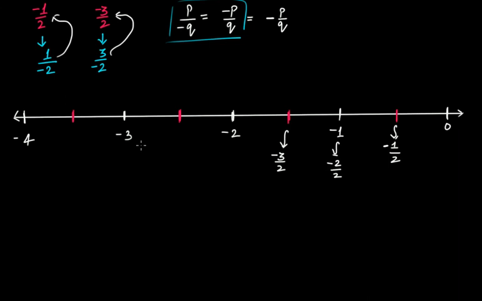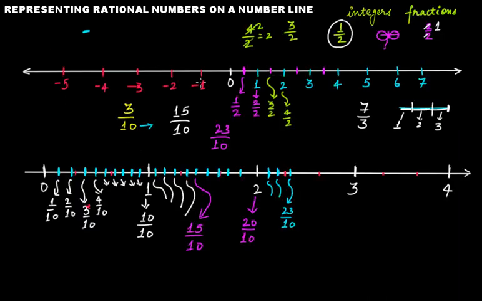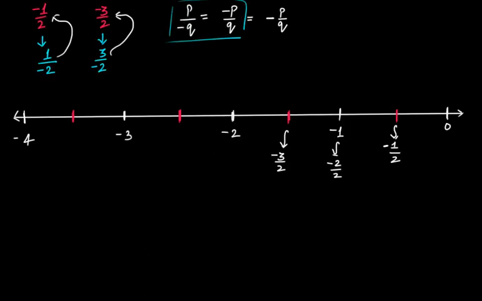Okay, so let's take another example. What was our next example? Our next example was 7 over 3. So this time I'm going to take minus 7 over 3 or 7 over minus 3. Both these two are equal, so same thing. Let me quickly remove this.